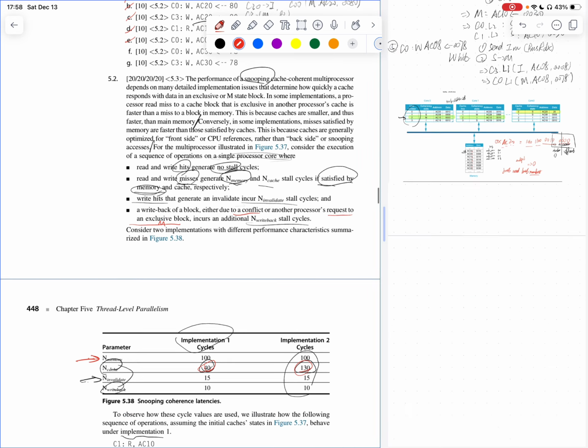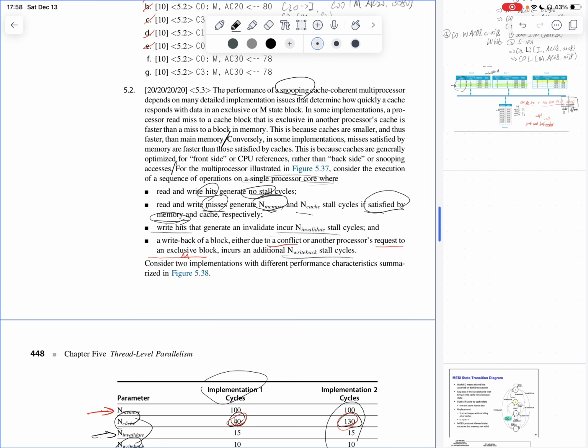Another thing I want to emphasize is the write back block. When it's in a modified state, you need to write back, right? So there is a conflict or modify. Just as we said, modified changes to I or modified changes to S, you need to write back. And the read and write hits will have no stalls. The misses will generate the stalls when you satisfy from the memory.